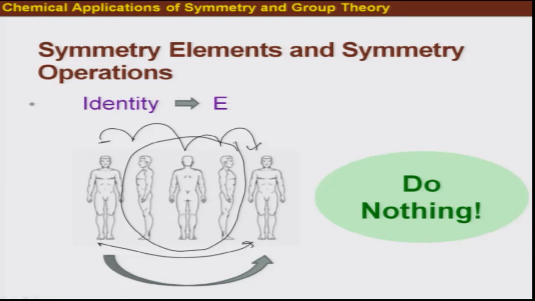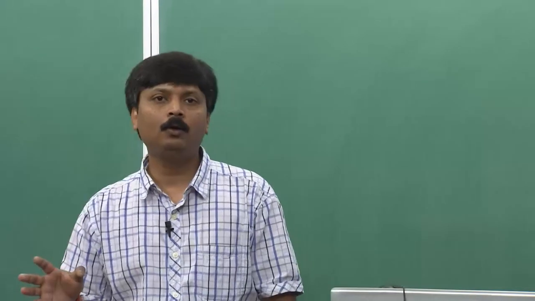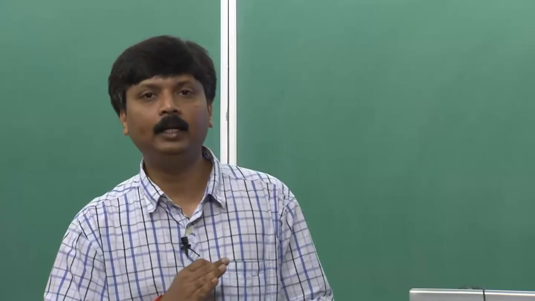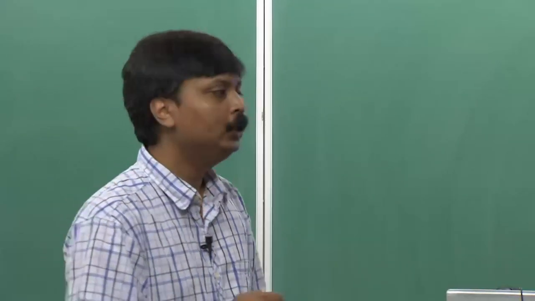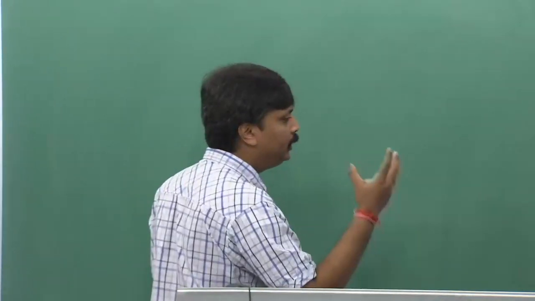So essentially, identity operation means you do nothing. You keep an object as such in its position, and you obviously get the identical structure because you have not done anything. So this identity operation is also called the do nothing operation. This is the easiest thing, and no matter what, any object in this universe will have at least one symmetry element, and that is this identity element. Anyone can do an identity operation on any object and get an identical structure. Here it is identical, not only indistinguishable. So that is about the identity operation E.